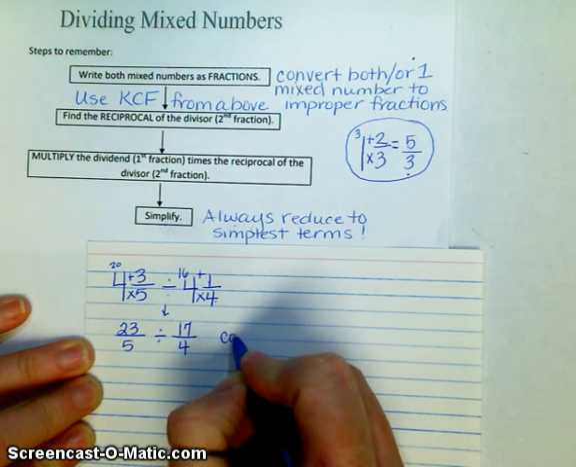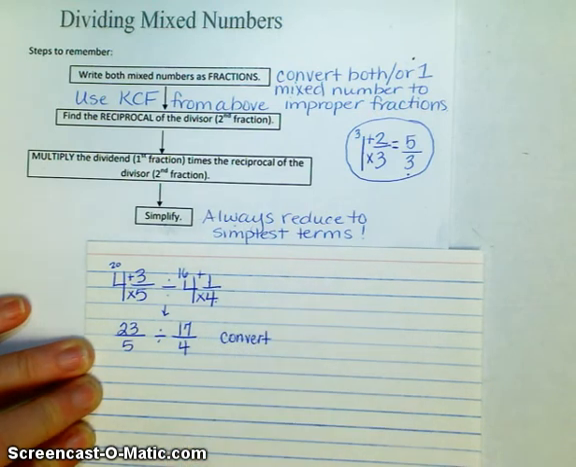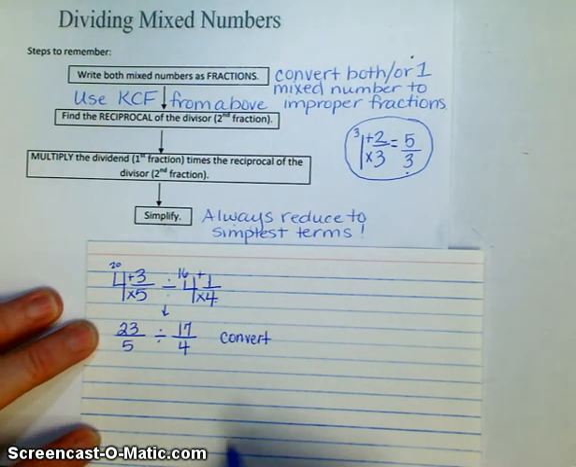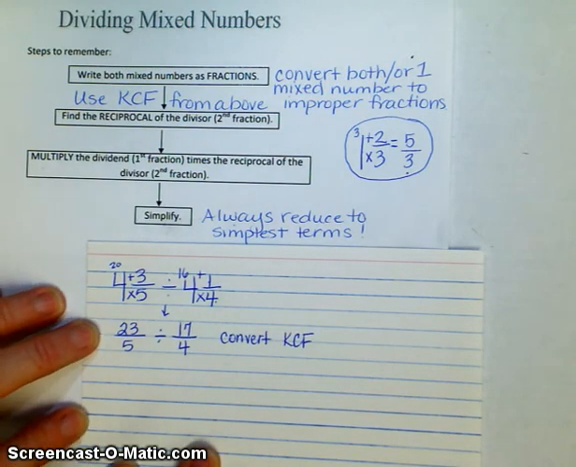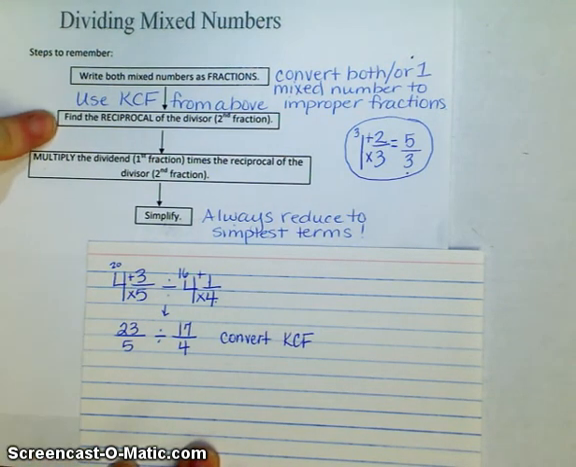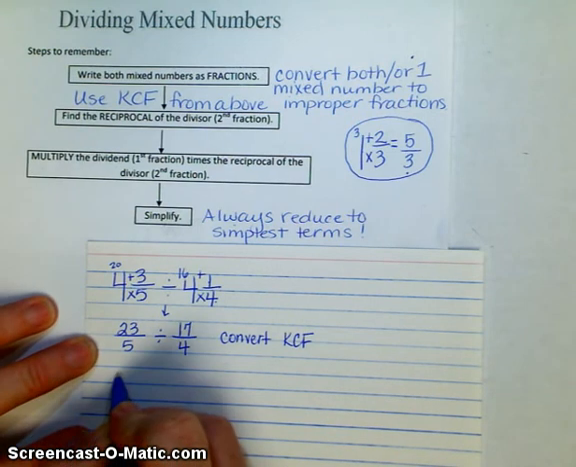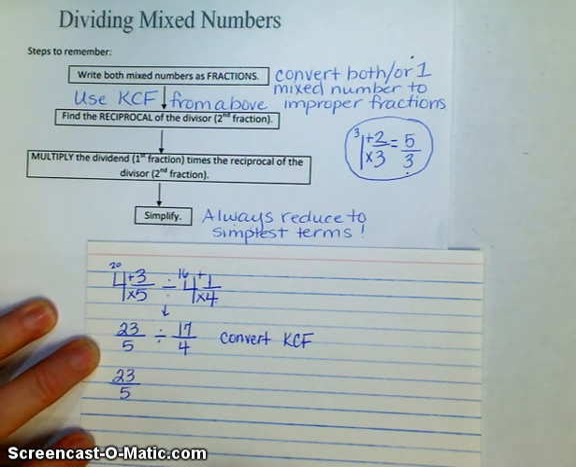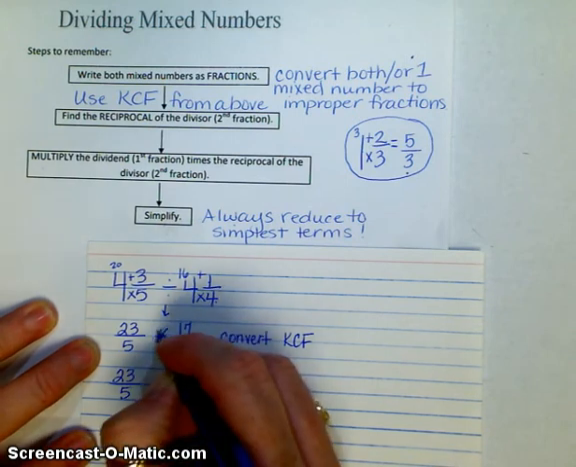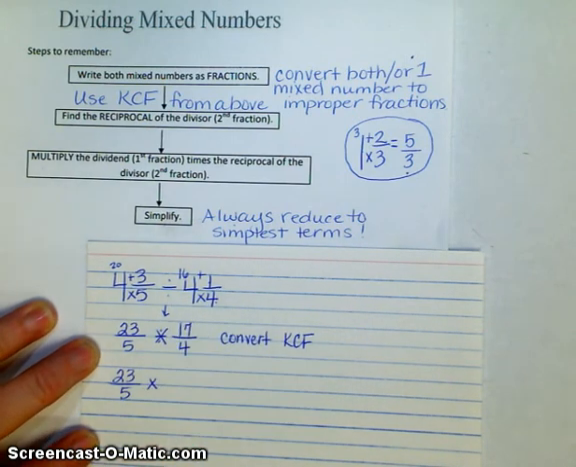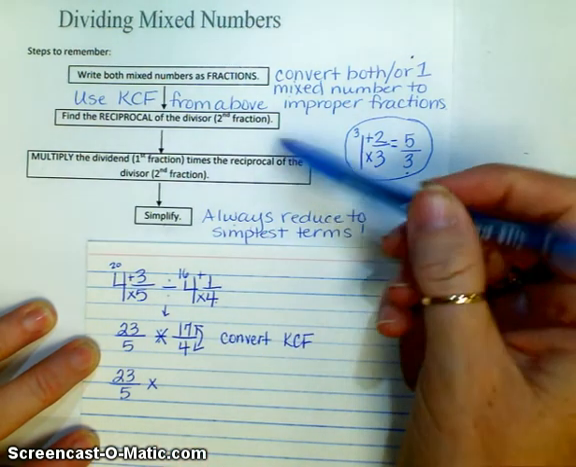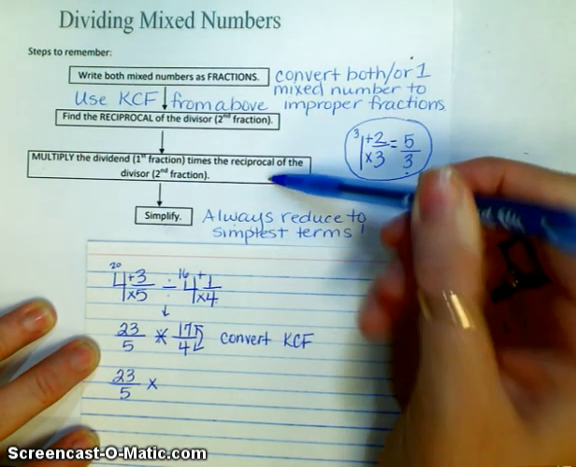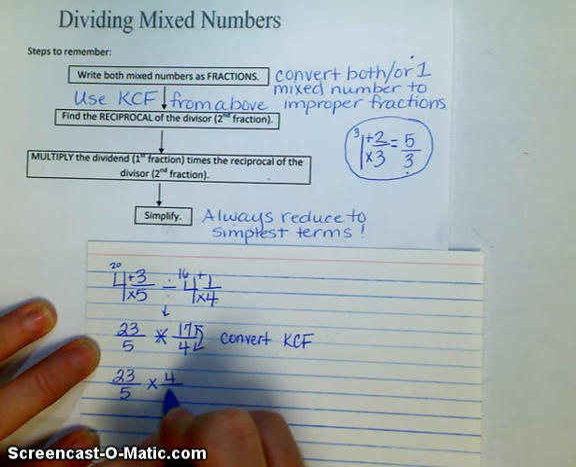Now this is where I need to convert it to a multiplication problem. And we're going to use keep, change, flip in order for that to happen. And that's what our notes say right here. We're going to take the initial fraction and leave it exactly how it is because that's what we're starting off with. We're going to change the sign to be multiplication, and we are going to flip-flop the second fraction to be its reciprocal. That's going to be 4 over 17.